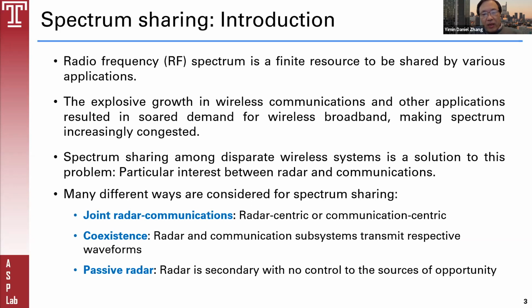So many different ways can be considered for spectrum sharing. For example, joint radar communications, which can be divided into radar-centric and communication-centric. And the coexistence, in which case radar and communication subsystems transmit respective waveforms. And also passive radar. In this case, radar will use signals of opportunity over which it does not have control.